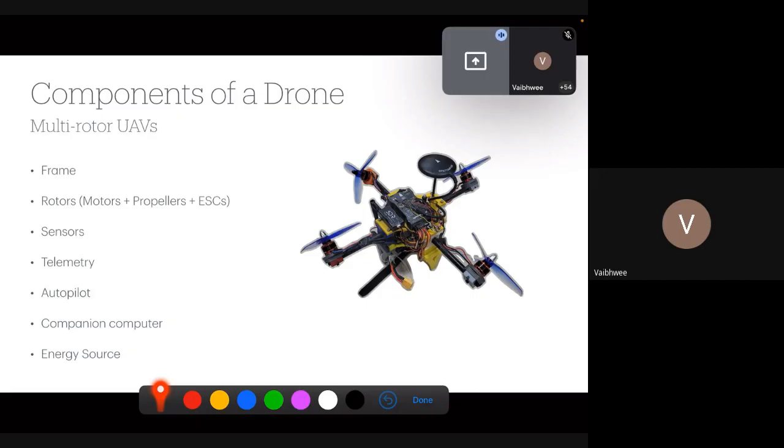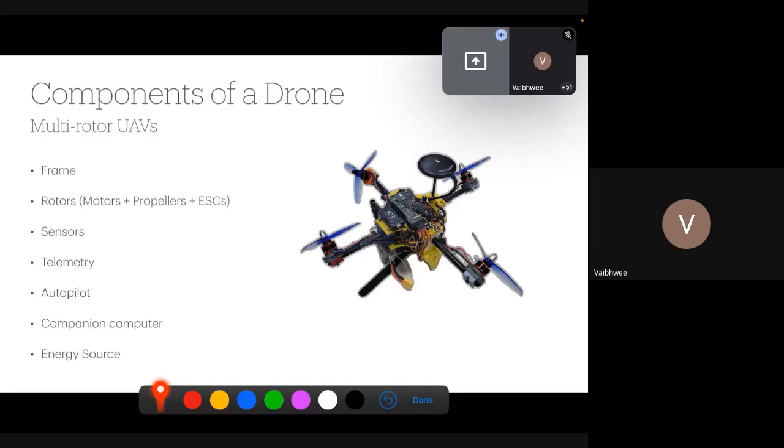If you have long range missions, then people usually go for fixed wings. If you have short range missions or surveillance missions, or you want to monitor an area or take photographs of some steady objects, you can go for vertical takeoff and landing capability drones, which are basically helicopters and multi-rotor UAVs.